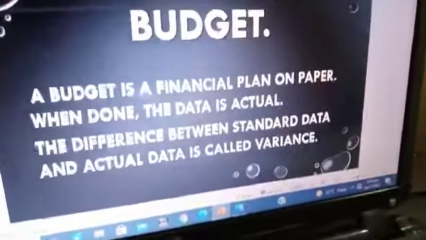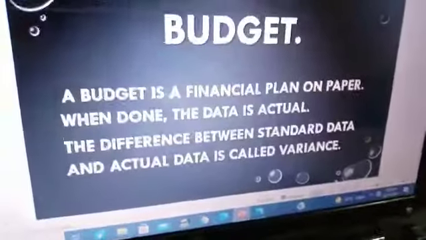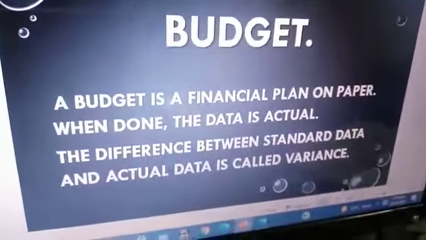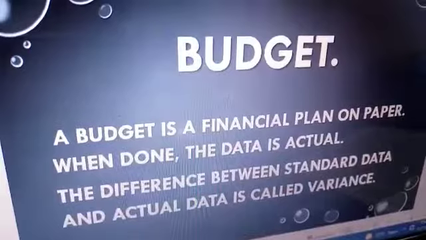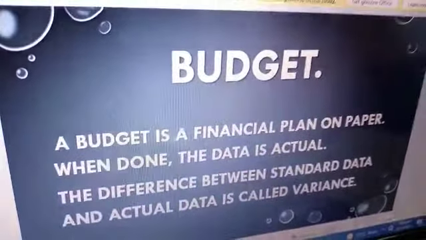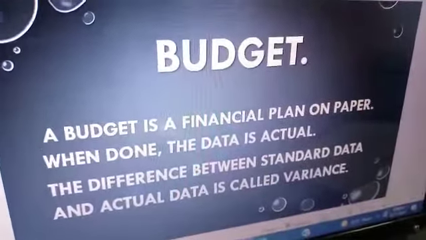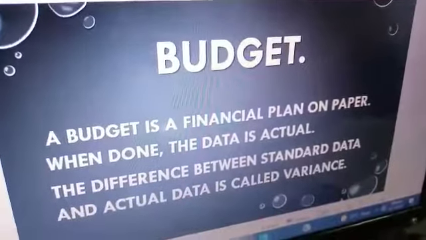Like you see, a budget is simply a plan. You plan something, but when you execute, it may be different from what is actual. Hence, the difference is a variance. A variance may be adverse, maybe not in your favor, or it may be favorable.